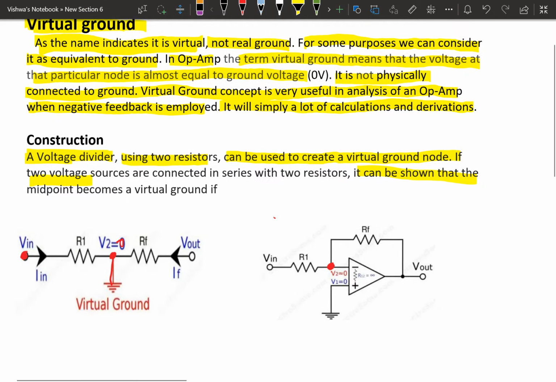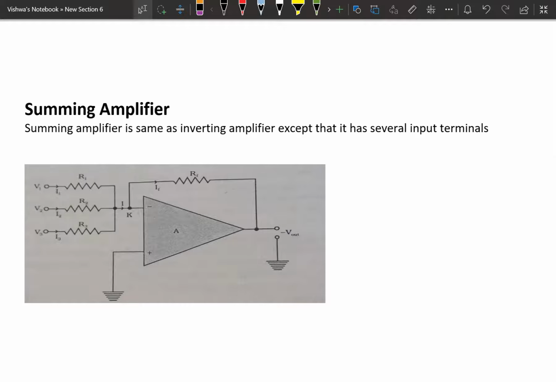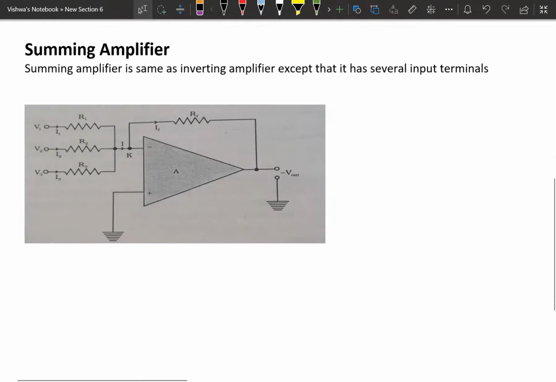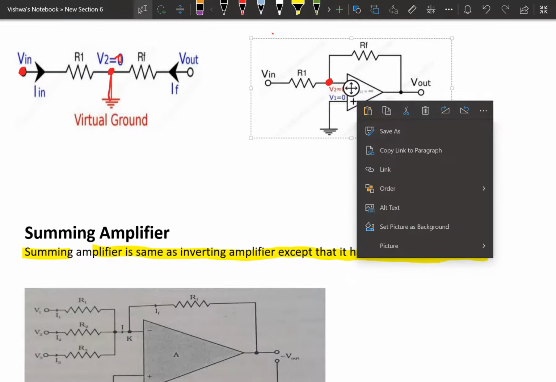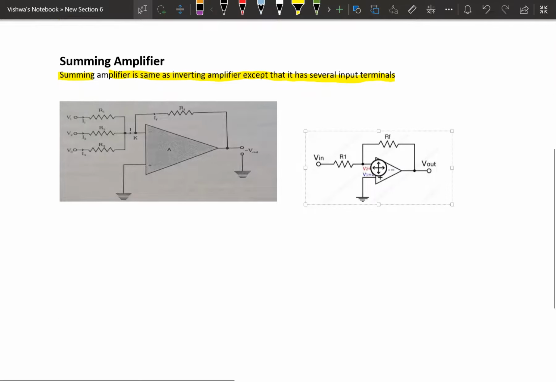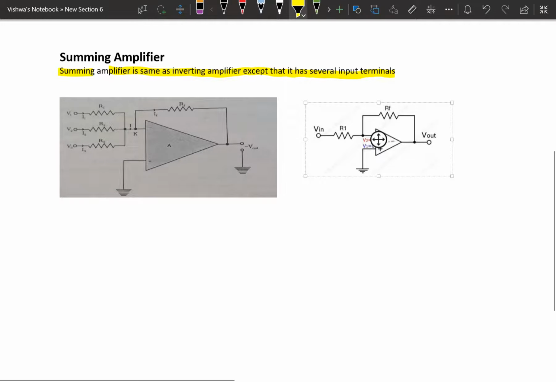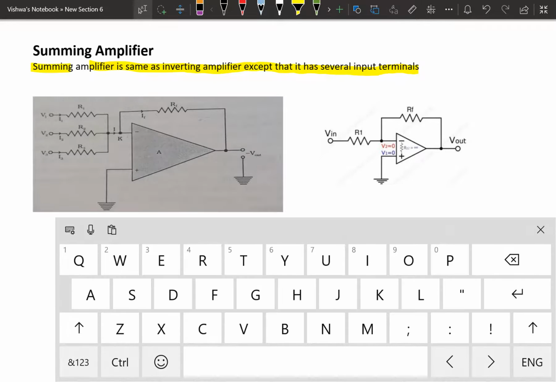One such application of the operational amplifier is the summing amplifier, or adder as we call it, or average amplifier. A summing amplifier is the same as an inverting amplifier, except that it has several input terminals. Here is an inverting amplifier. I will bring this here. Comparing these two, they are the same diagrams, same conditions, that is an inverting amplifier.